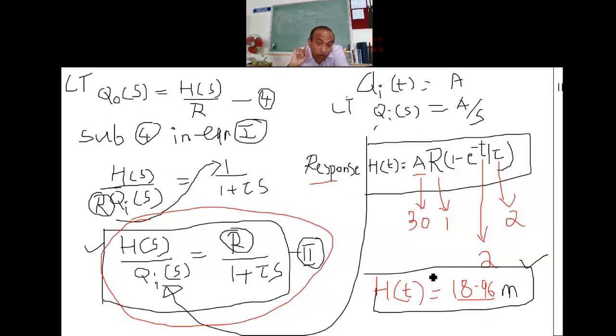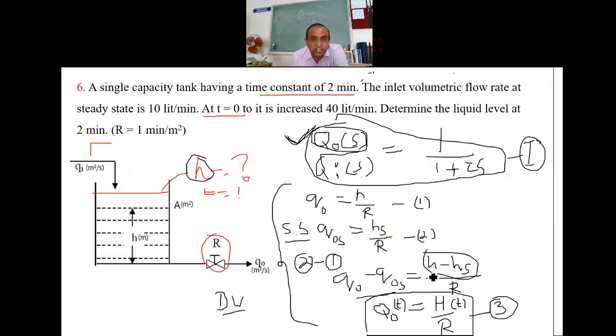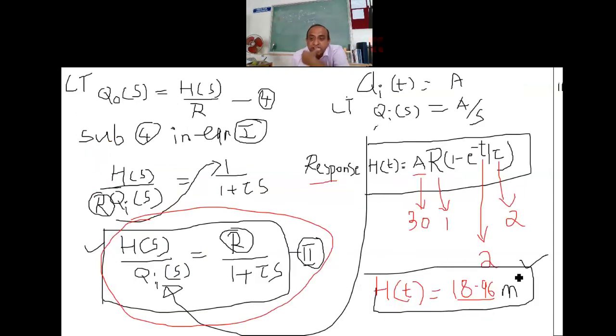Initial steady state flow rate is given. Please read the statement carefully. Initial volumetric flow rate is given. Steady state volumetric flow rate is given. Okay, so not the height. Initial height is not given. Suppose if they had given some height, then you add. Otherwise, right now, your answer is correct. Okay, so our answer is 18.96, which is correct, because there is no steady state height.